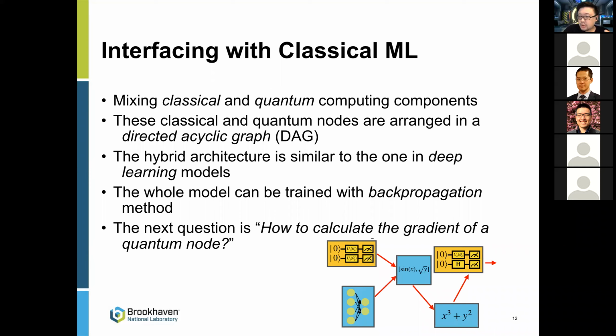But we know how to calculate the gradient across a deep neural network, but we don't know how to calculate the gradient over a quantum node yet. So the next step is: how can we calculate the gradient across a quantum node? If we have this method, then training a hybrid quantum classical model is just like the ones that we use to train a deep neural network, a classical convolutional neural network.